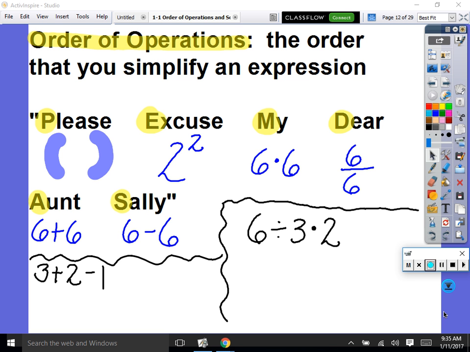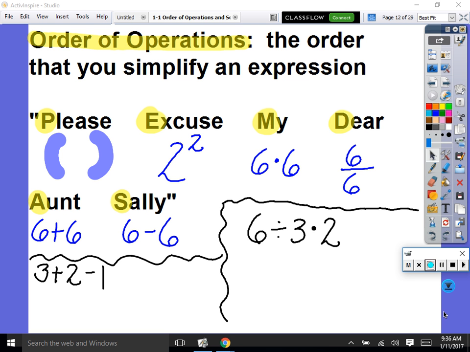After that, excuse stands for exponent. Then you'll look and see if there's any exponents. That's the next thing you've got to simplify in that order. Everybody understand? Okay, so exponents. So 2 squared would be 2 times 2, right? Which would be 4. So we would simplify that next.